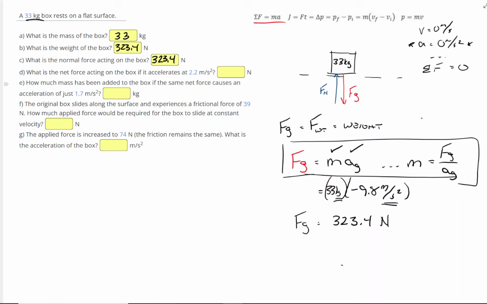Now, if I asked you what direction, it would certainly be up and gravity would be down. So there could be a sign component. If I just say how much force, I'm just asking you how long is the arrow. So I would say the answer for both of those are the same values. All right, so let's move on to D.